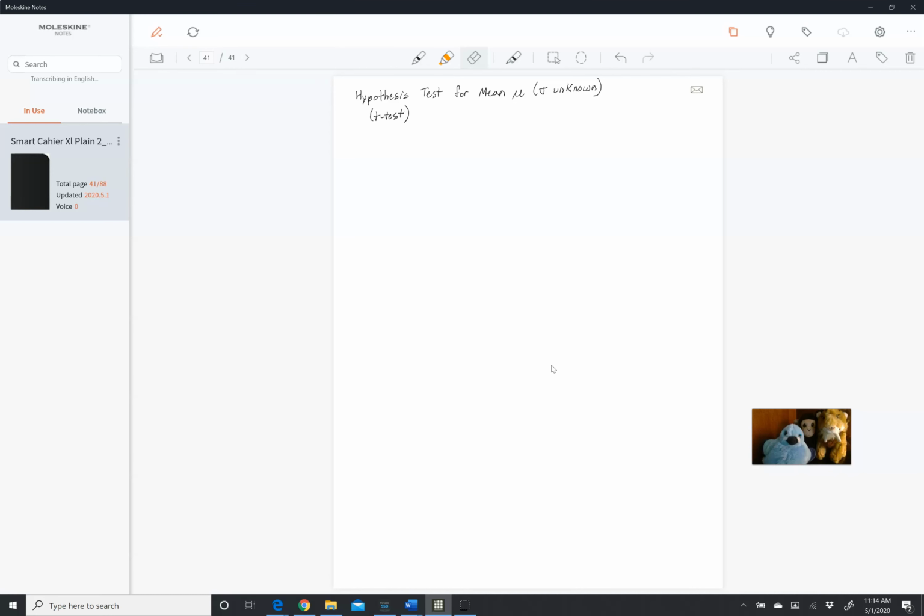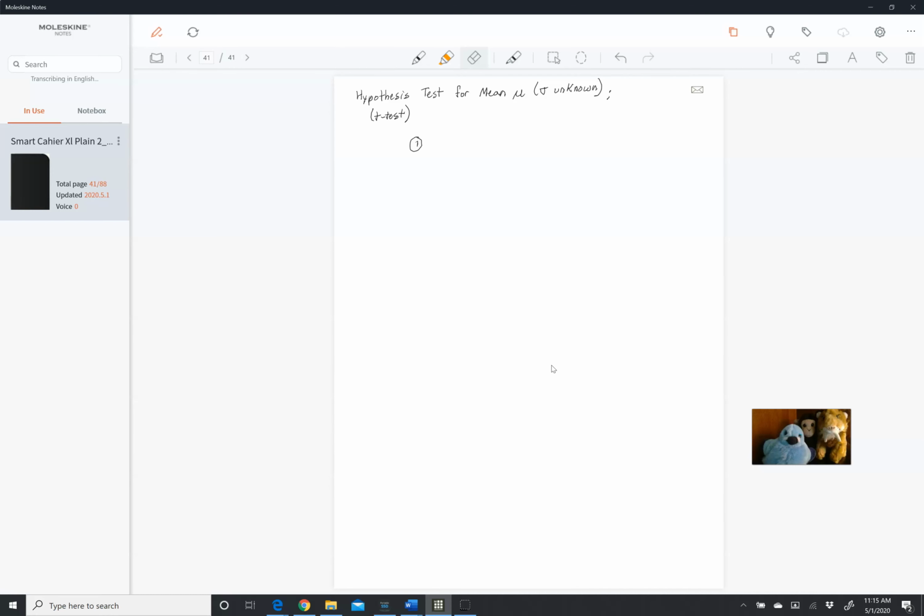The only difference is that one, we're working with rejection regions, so we're doing exactly what we did at the end of the last lecture, the last two problems that we did. And two, we're using a critical t value instead of a critical z score. Okay, everything else is the same. So let's go through the process here.